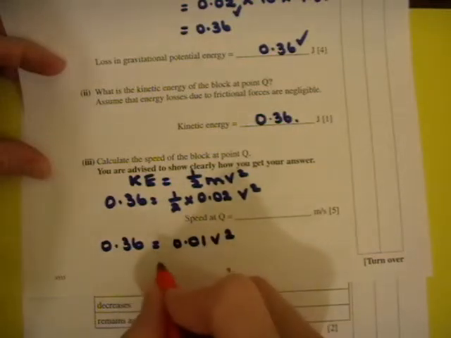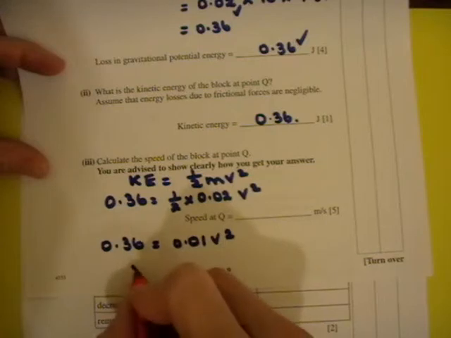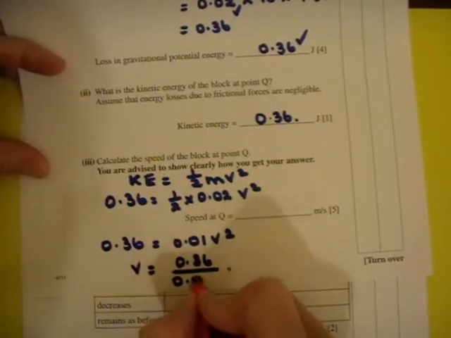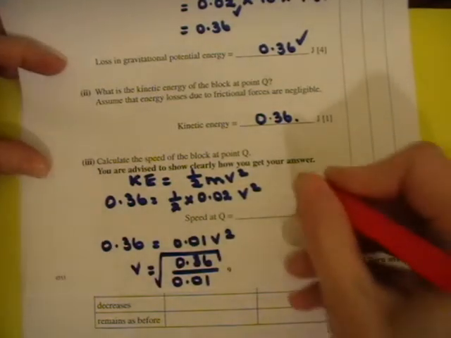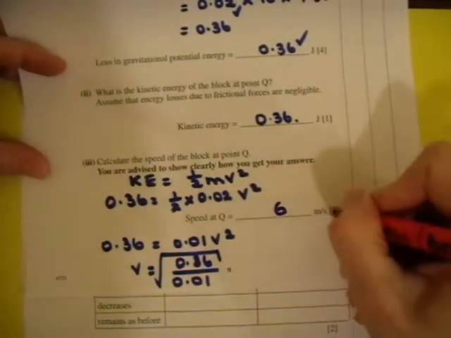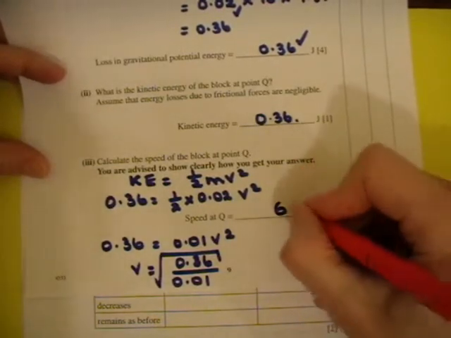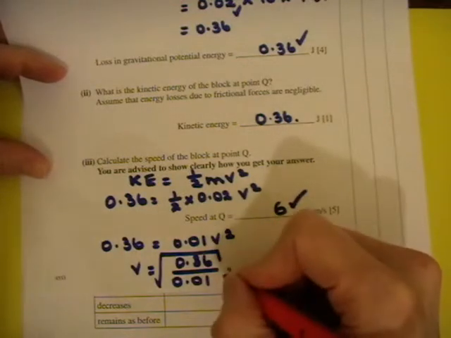So v is going to be equal to 0.36 divided by 0.01 and then the square root of it. So it's 0.36 over 0.01 and then the square root of the whole thing. And the answer comes out to be 6. So there's 5 marks for that and not very much space. And if you have to do some work on it beneath, do that. So there's 1 mark for your answer of 6.